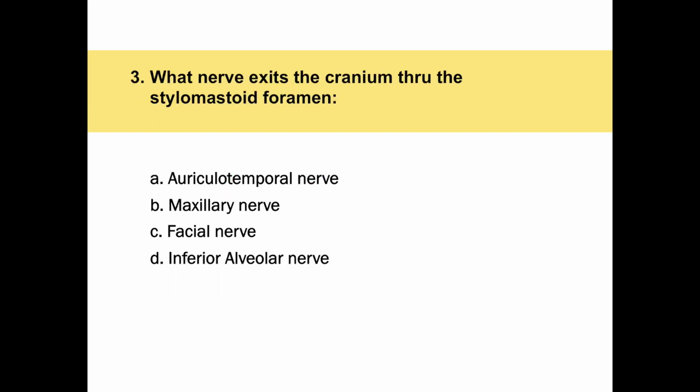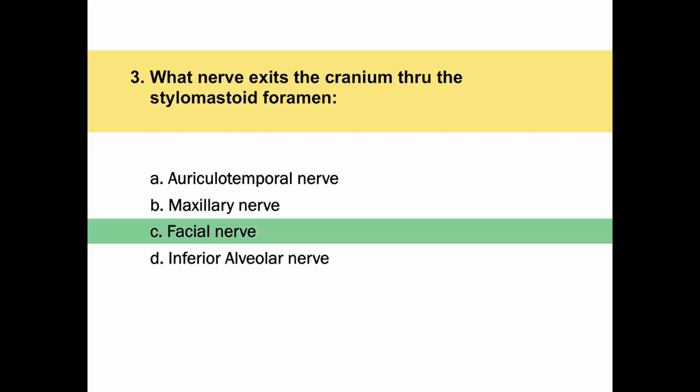What nerve exits the cranium through the stylomastoid foramen? A. Auriculotemporal nerve, B. Maxillary nerve, C. Facial nerve, D. Inferior alveolar nerve. Answer C. Facial nerve.